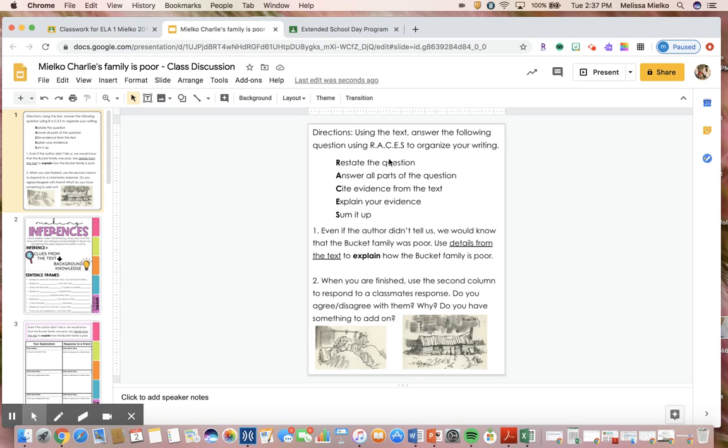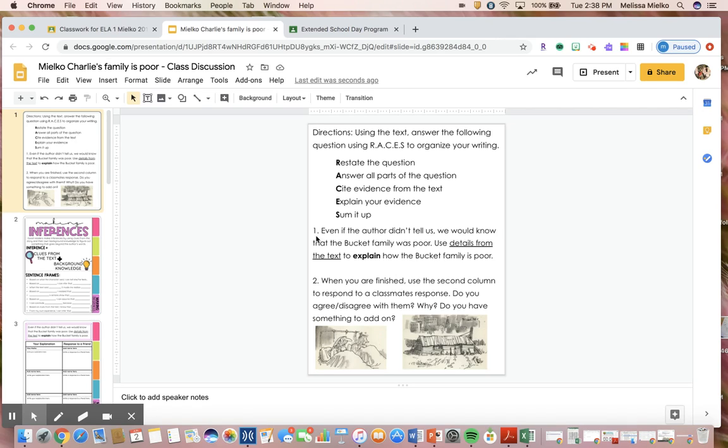On the first slide, you'll see the directions. It says using the text, which is chapters 1 and chapter 2, answer the following question using RACES to organize your writing. If you remember what RACES is, R stands for restate the question, A stands for answer all parts of the question, C means to cite your evidence from the text, E means to explain the evidence that you cited, and S means to sum it up in the end, okay?